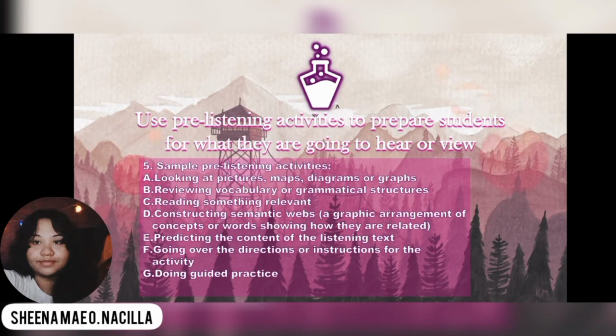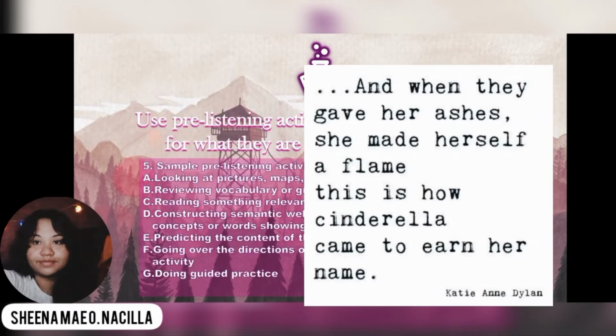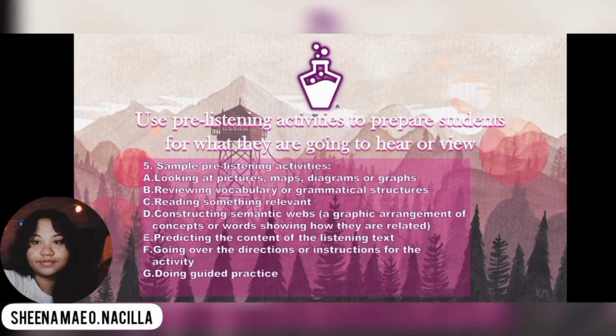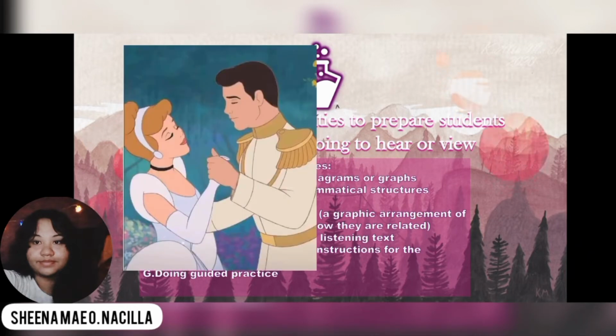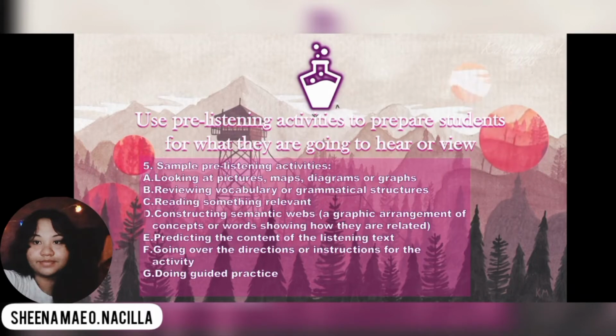Next example is reading something relevant. You could read something relevant to the actual listening activity. It could be a poem that is related to the passage or story you're going to give the students, or a picture of the characters, something like that, as long as it is relevant to the listening activity.